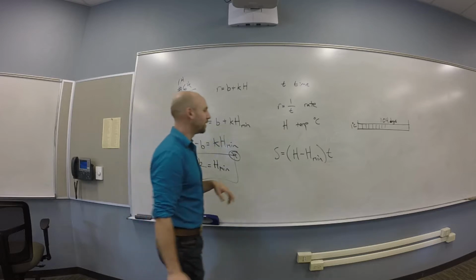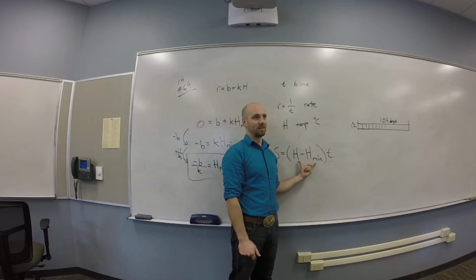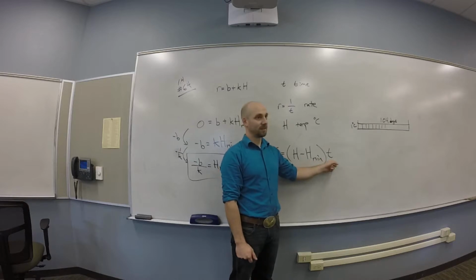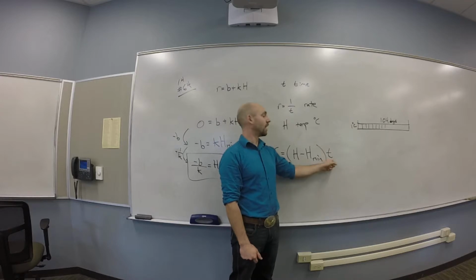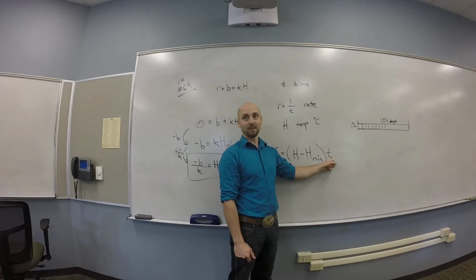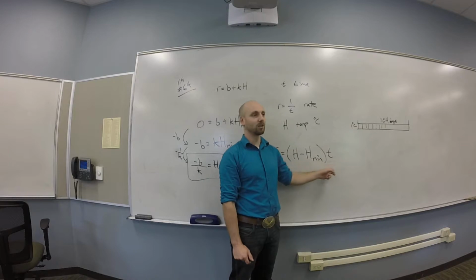What would the units be on this thing? It's going to be a change in temperature, the number of degrees you are above the minimum. And t is time. So this is the number of degrees you are above the minimum times the time you're spending there. So that's one of those degree-day things, the total amount of degree days you get to grow. You guys see that?